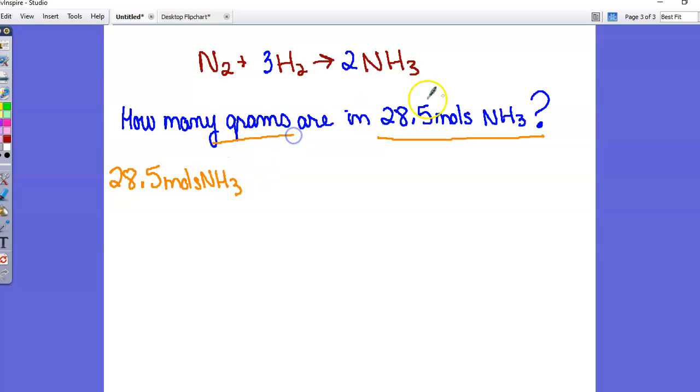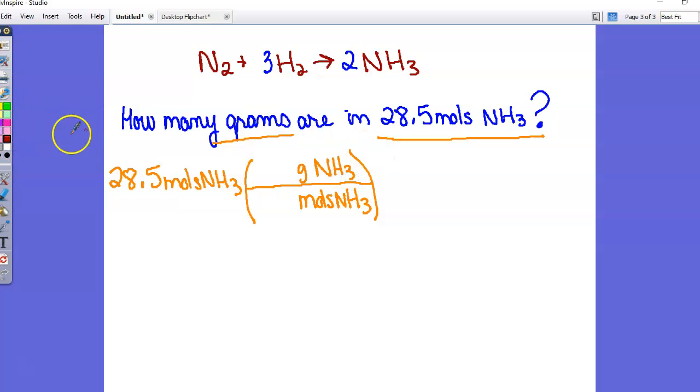I'm asked to find grams. I'm not changing substances. They're asking me to find grams of ammonia. So this is the very same problem you did at the beginning of last week. What unit has to go on the bottom to cancel here? Moles of ammonia. What are we looking for? Grams of ammonia.